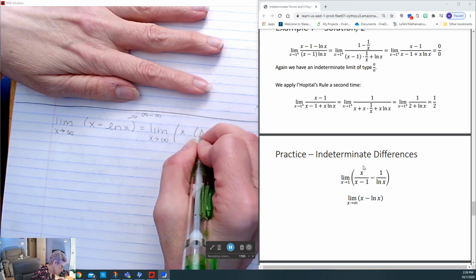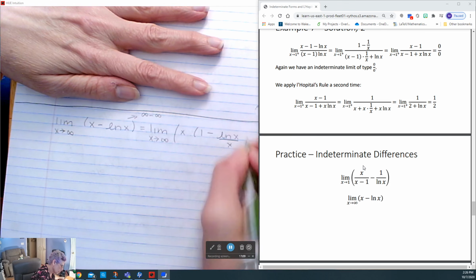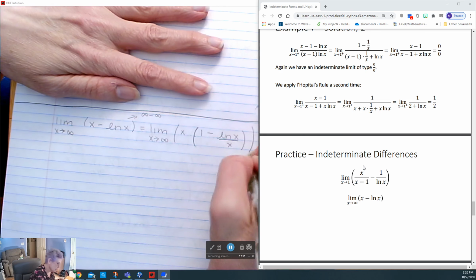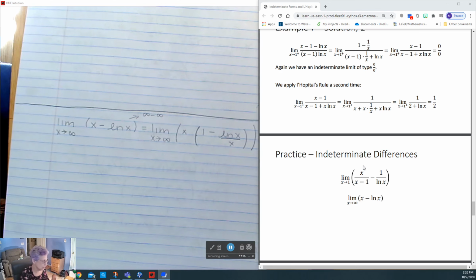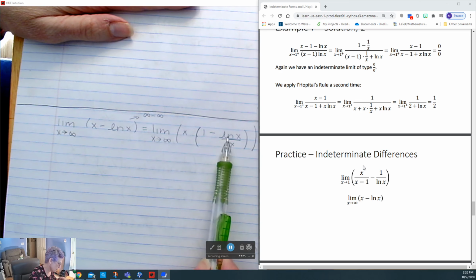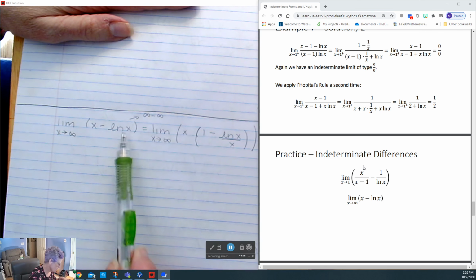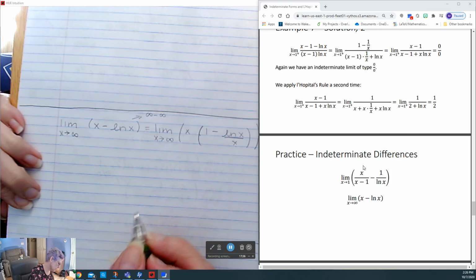That leaves me with 1 minus the natural log of x over x. So let's distribute. Make sure I didn't do anything illegal. X times 1 is x. X times natural log of x over x. Cancel, cancel. Natural log of x. So I didn't do anything wrong.